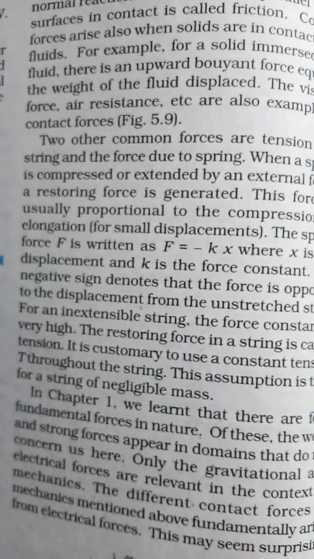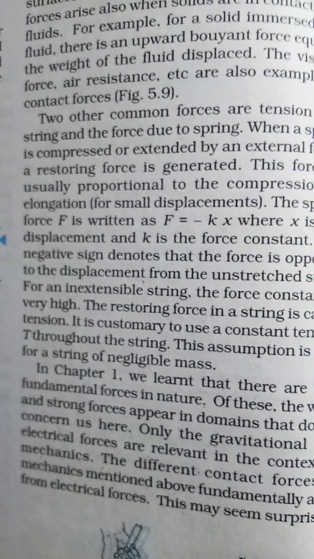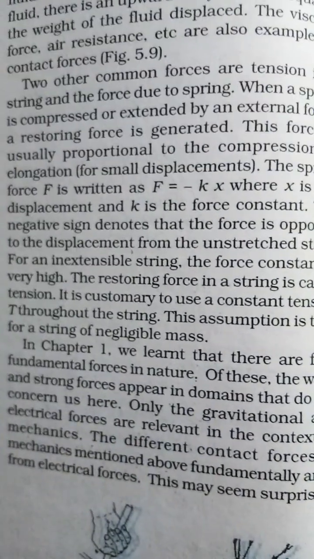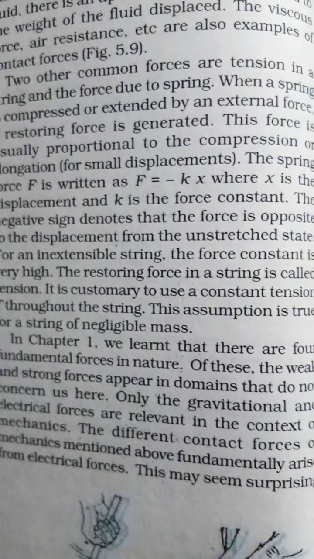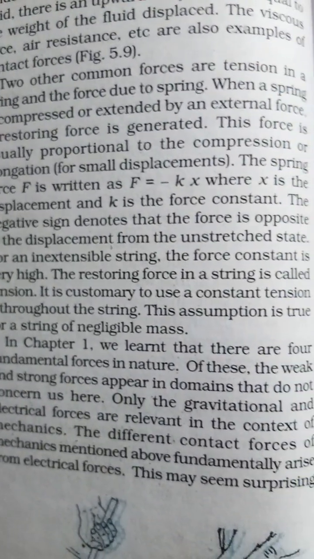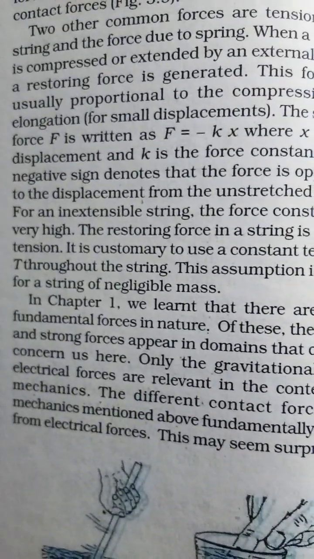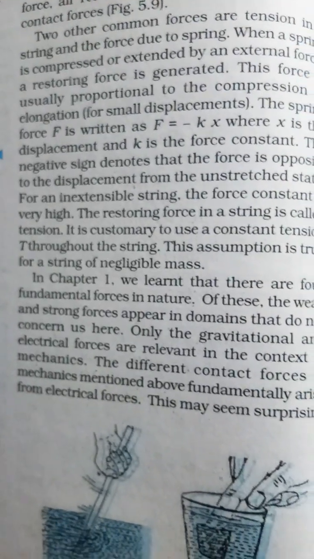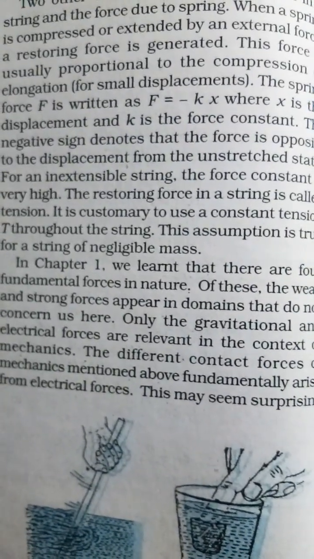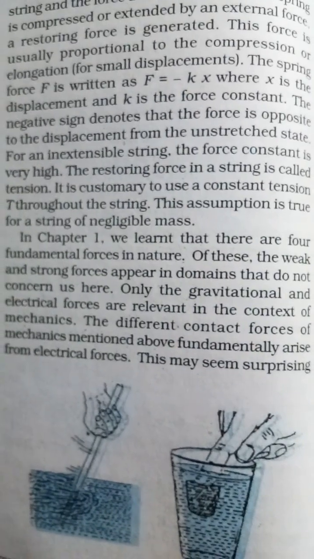You will see here. The two other common forces are tension in a string and force due to spring. When a spring is compressed or extended by external force, a restoring force is generated. This force is usually proportional to the compression or elongation. For small displacements, the spring force F is written as F = -kx, where x is the displacement and k is the force constant. The negative sign denotes that force is opposite to the displacement from the unstretched state.